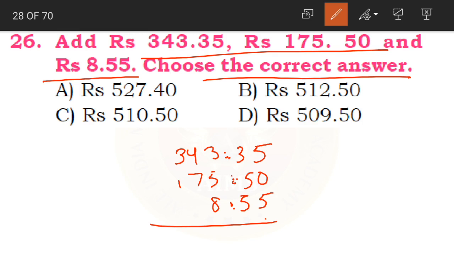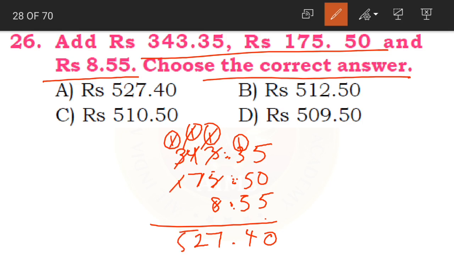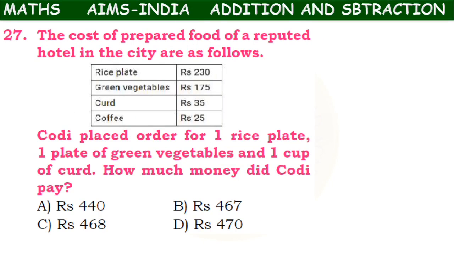Yes? Yes. Now 5 plus 5, 10. 0 here, 1 carried. 4 plus 1, 5, 5 plus 5 is 10, 0 here, 1 carried. So I am doing the addition fast, children. 4 plus 5, 9. 9 plus 8, 17. 7 here, 1 carried. 5 plus 7, 12. 2 here, 1 carried, 3 plus 1 is 4, 4 plus 1 is 5. What is the correct answer? 527.40. That is option number A.